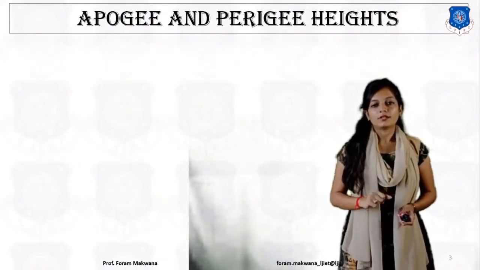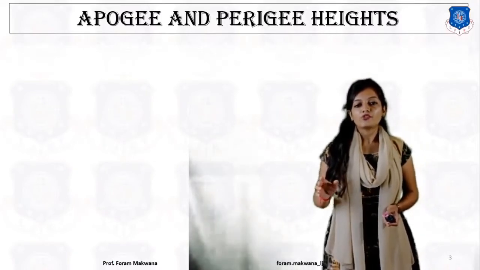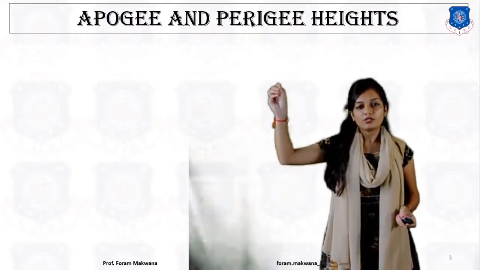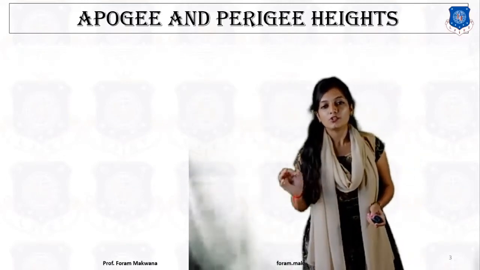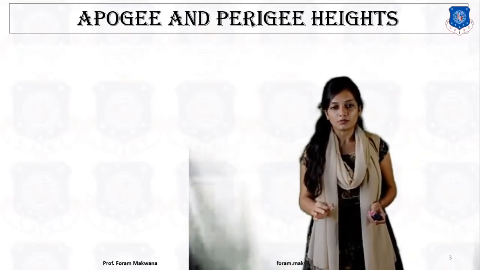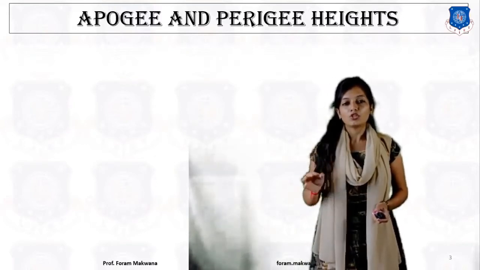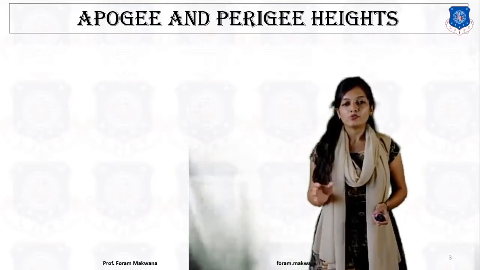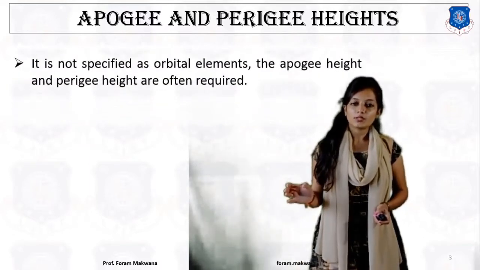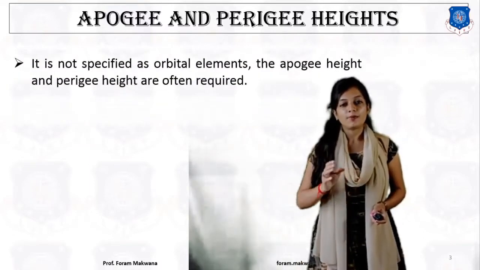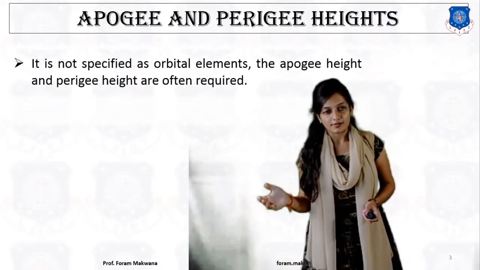We know the definition of apogee and perigee. Apogee is the point which is farthest from the surface of the Earth, and the perigee is the point which is nearer to the surface of the Earth. Now we are going to calculate the apogee and the perigee height. How? First of all, we need to understand what apogee height and perigee height are.